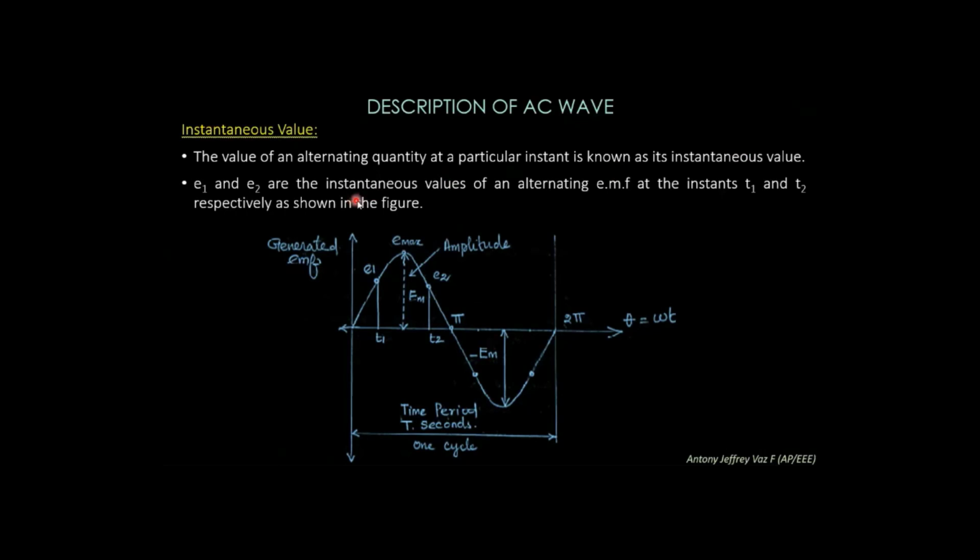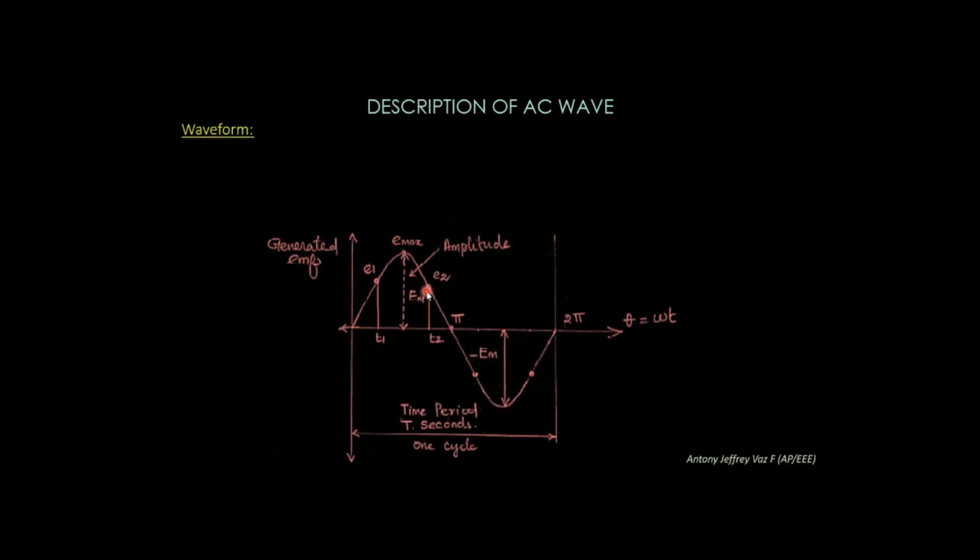E1 and E2 are the instantaneous values of an alternating EMF at the instants T1 and T2 respectively, as shown in the figure. Here, the two instants are E1 and E2, which are represented in the sine waveform, and similarly these are the two time periods. At time period T1, the instantaneous value is E1. At time period T2, the instantaneous value is E2. So these are the two instantaneous values at time periods T1 and T2.